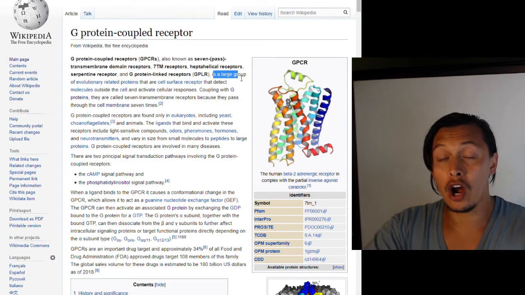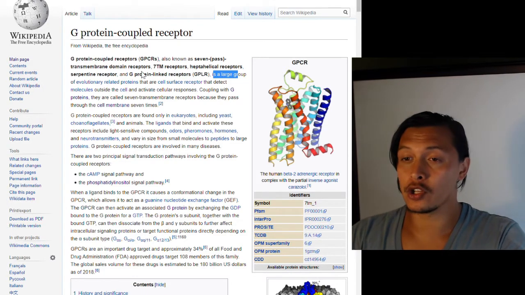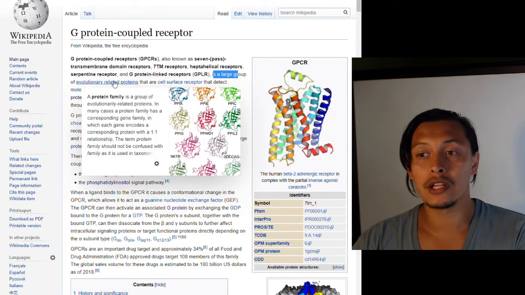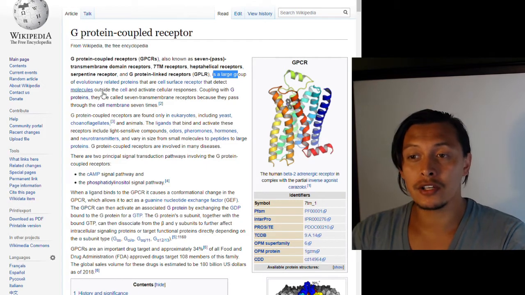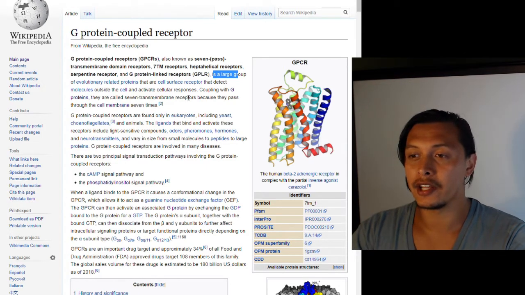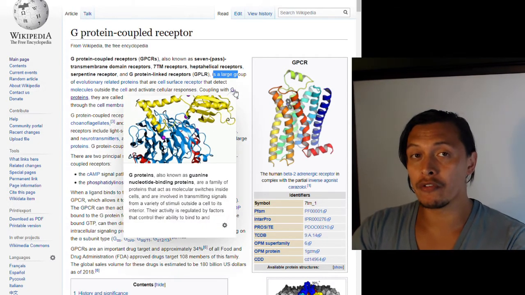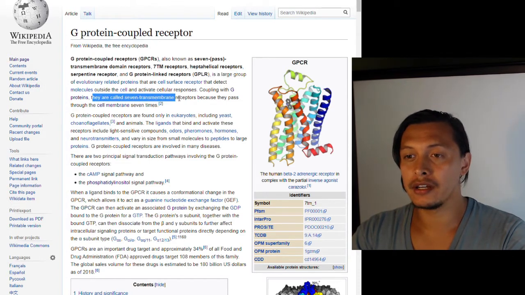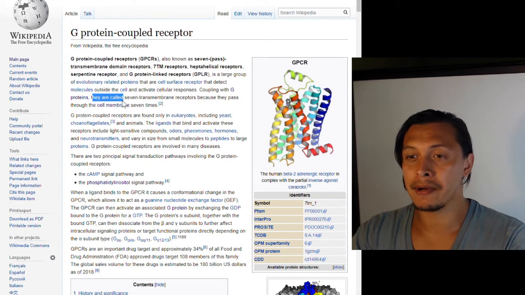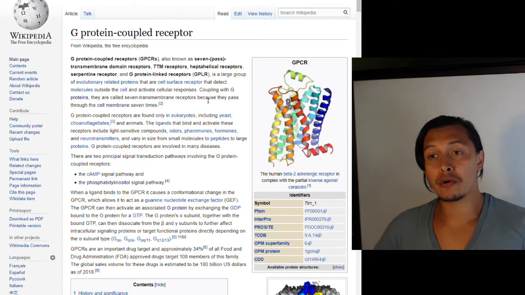So they are a large group. There are hundreds of these G protein coupled receptors. It is a large group of evolutionarily related proteins that are cell surface receptors that detect molecules outside the cell and activate cellular responses. So coupling with G proteins, which we'll go over later, they couple with G proteins. They are called 7 transmembrane receptors because they pass through the cell membrane 7 times. So they are these G protein coupled receptors.